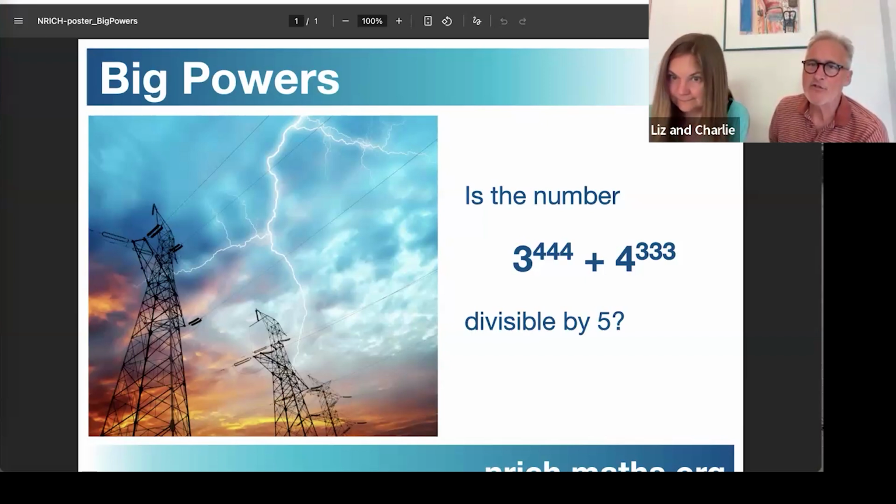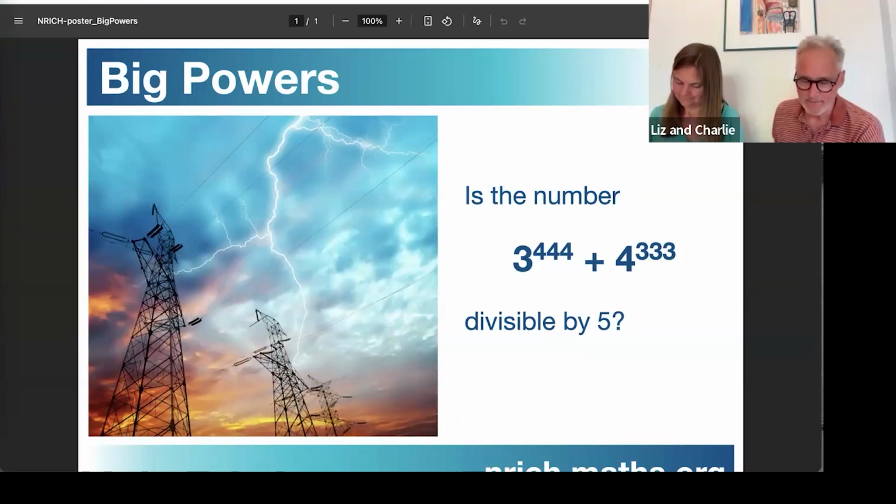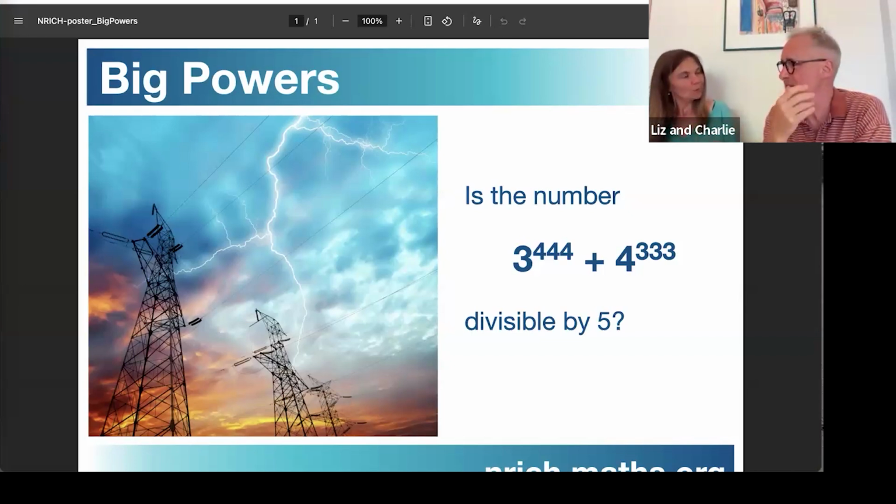So when 3 is raised to a power which is a multiple of 4, like 3 to the 4, 3 to the 8, 3 to the 12, 3 to the 444, the unit digit is going to be a 1. Whereas when 4 is raised to an odd power, 4 to the 1, 4 cubed, the unit digit is always going to be a 4. And so because the unit digits are going to add up to 5, whatever the rest of the number is is of no consequence. We know it's divisible by 5.